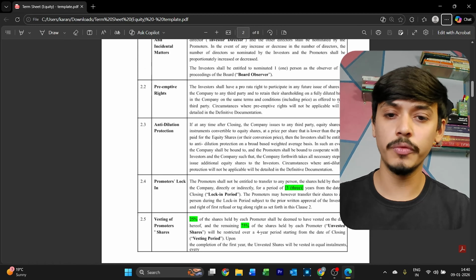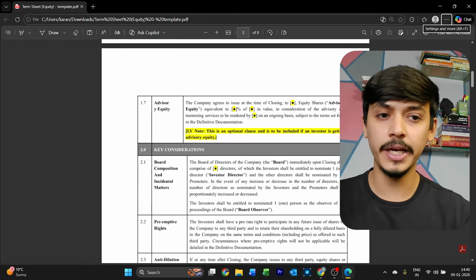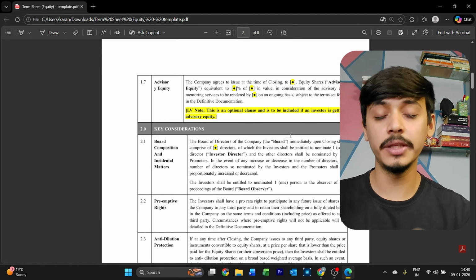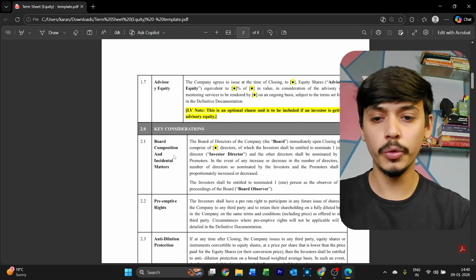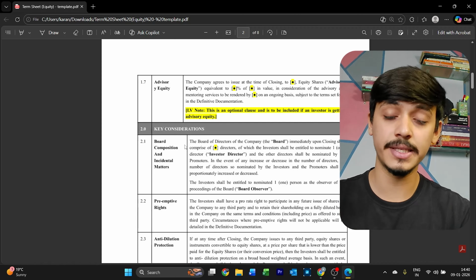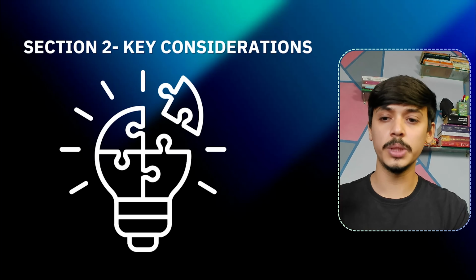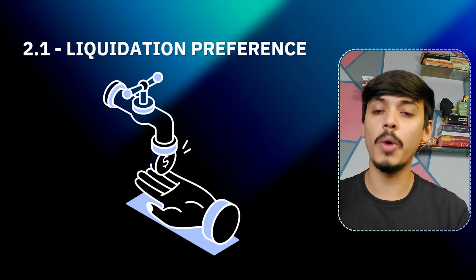So in this video also, we are going to take a look at this particular template which we used in part 1, and with every clause that we cover, we are going to look into the template as to how it is presented legally. Starting with section number 2, which is key consideration, we have clause number 1, that is liquidation preference.